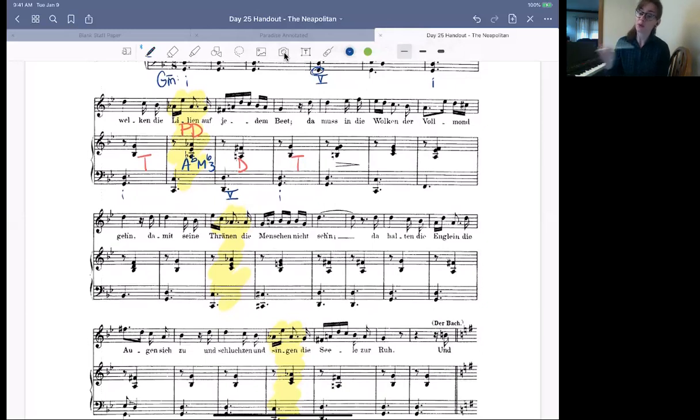So if you remember when we were working with mode mixture last week, we talked about how, if you alter the third of the triad, you just change the quality of the Roman numeral. But if you alter the root, you have to reflect that alteration in your Roman numeral as well with an accidental before your Roman numeral. So in terms of labeling this, you're going to need a flat before you even get to your Roman numeral.